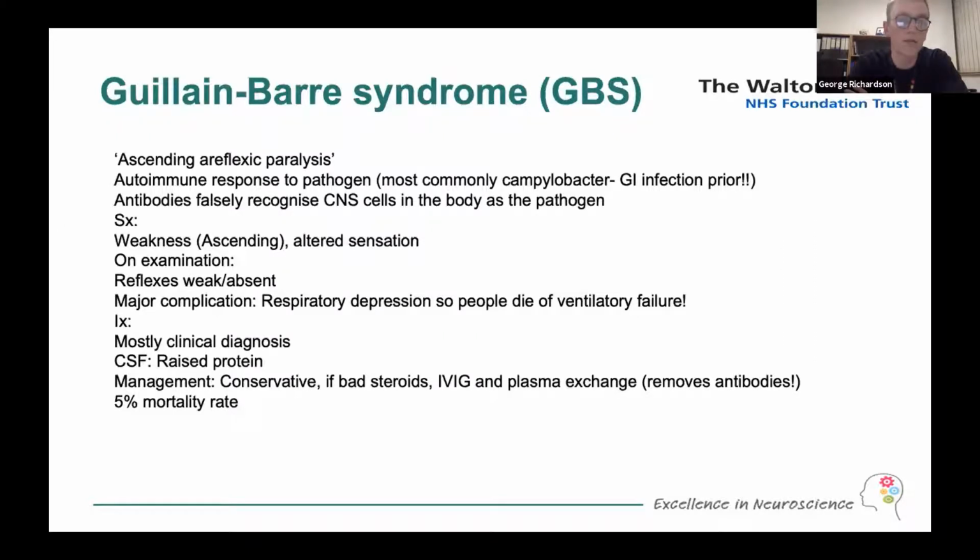The diagnosis for GBS is predominantly clinical, but on a lumbar puncture with CSF, they can get an isolated raised protein. Patients with GBS can also get hyponatraemia, and I think that's due to a similar SIADH-type process as with subarachnoid haemorrhage. The management of these patients is predominantly conservative, but if they get plasmapheresis or plasma exchange, the mortality rate can be as high as 5%.